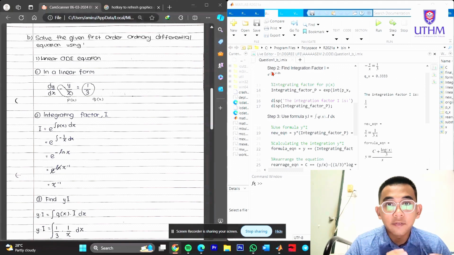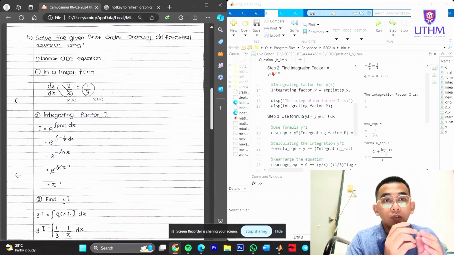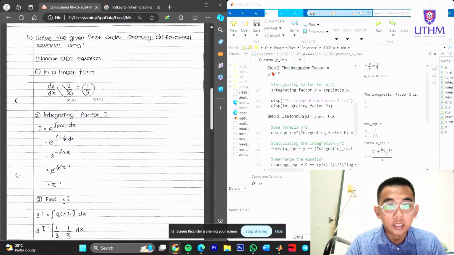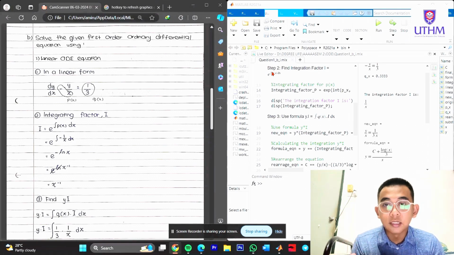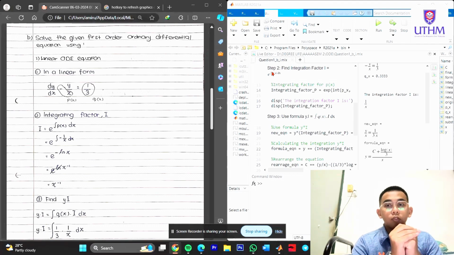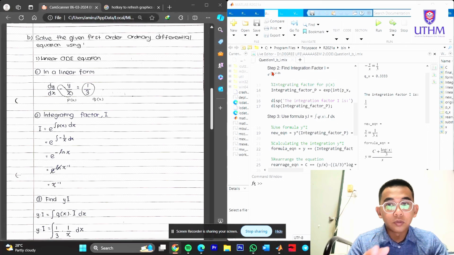So the given question is we need to solve the given first order differential equation using the linear ODE equation. As you can see, on the left side is the manual calculation, and on the right side is the MATLAB simulation. So let's compare these two things.